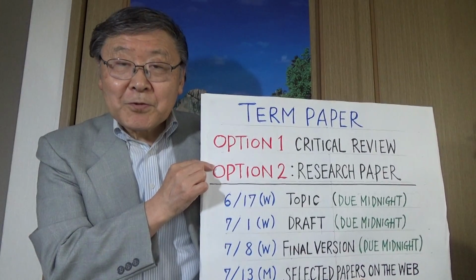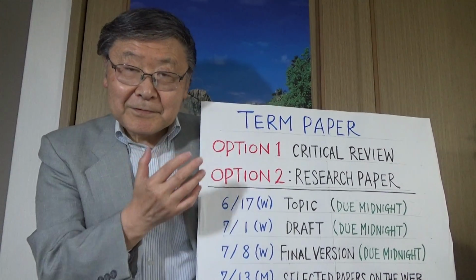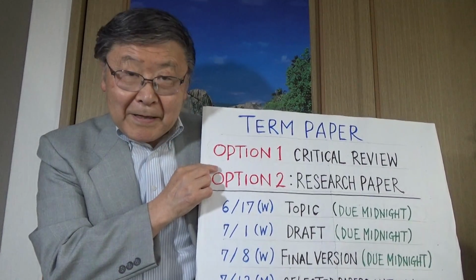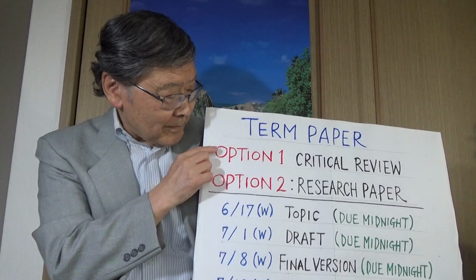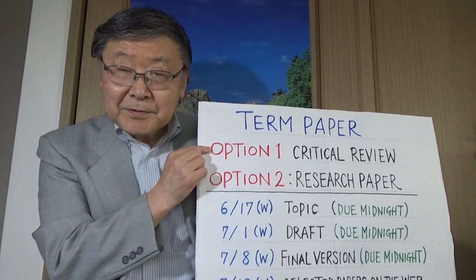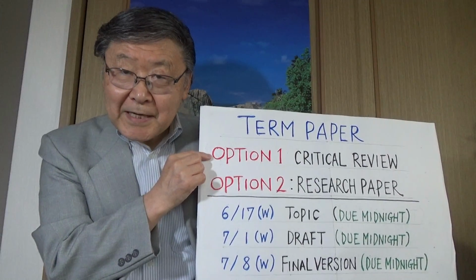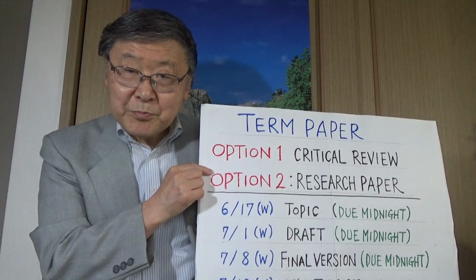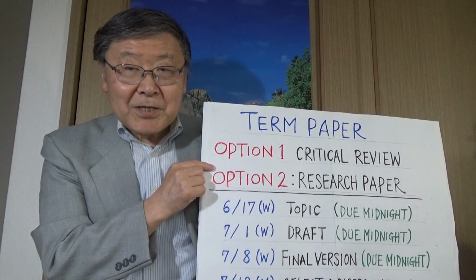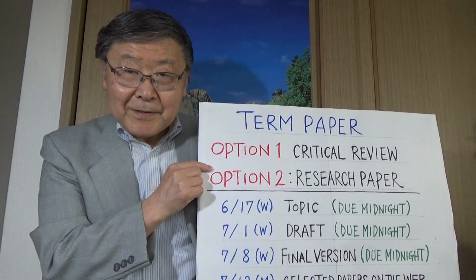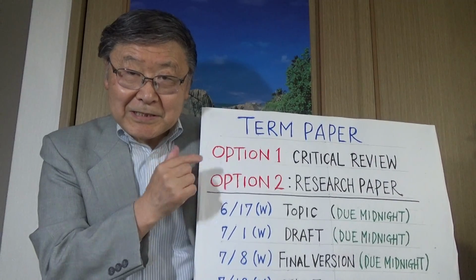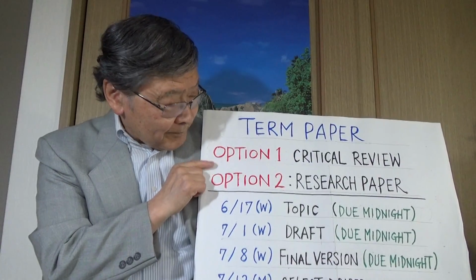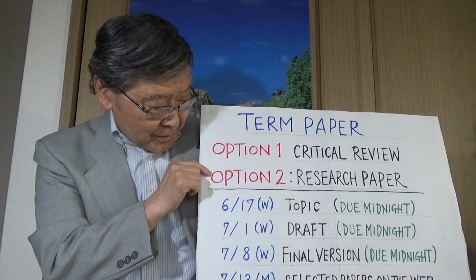Or you can write a so-called research paper. So that's a kind of the typical term paper. But I strongly suggest that you should think about taking the first option because it's easier to write and it's a good exercise, whereas writing a research paper takes much more time and it's not easy to write a good paper, because you are so busy and it's such a short period of time for the summer. But anyway, you can have these options.